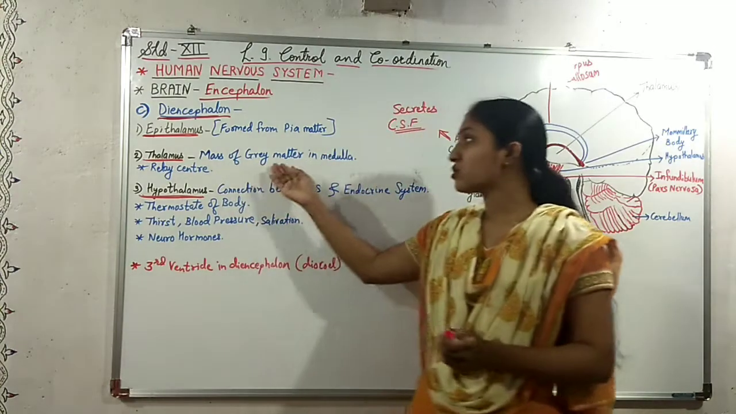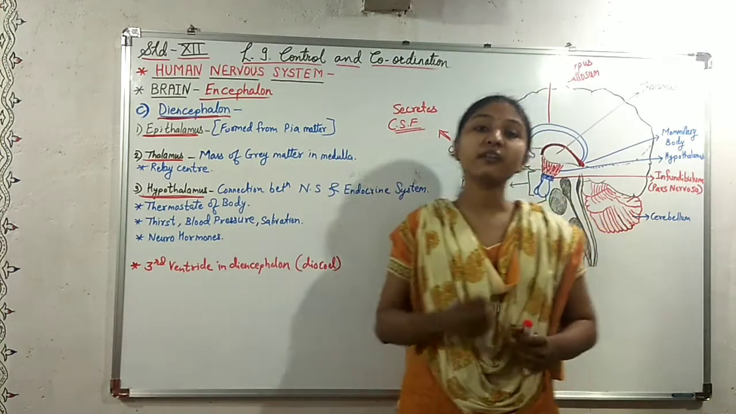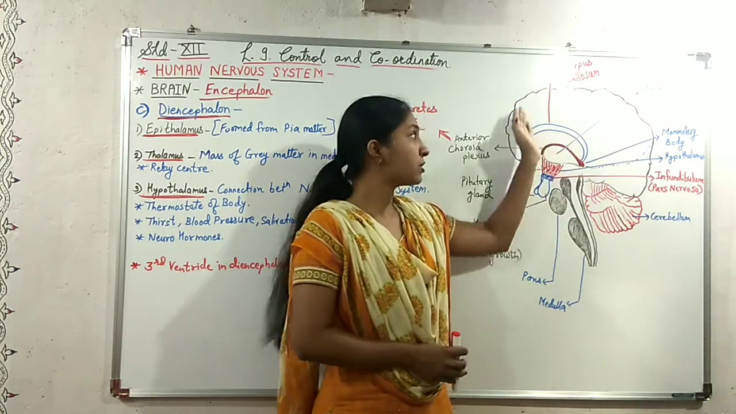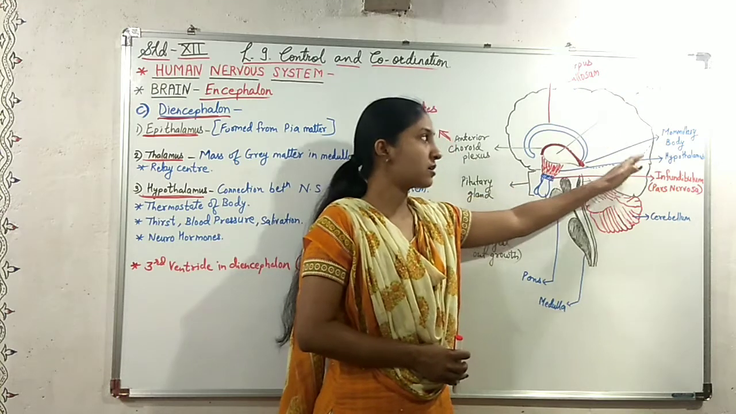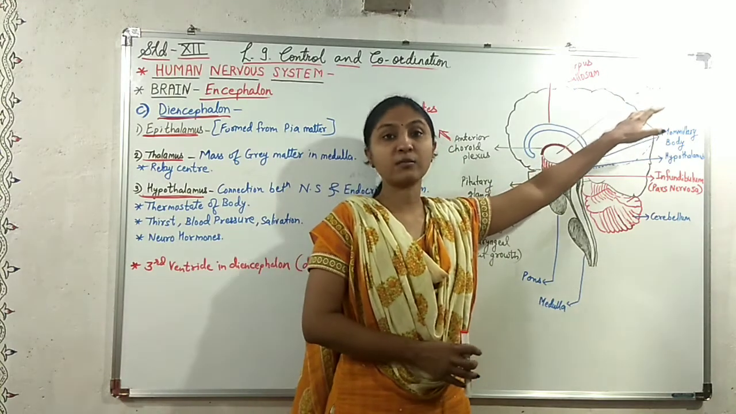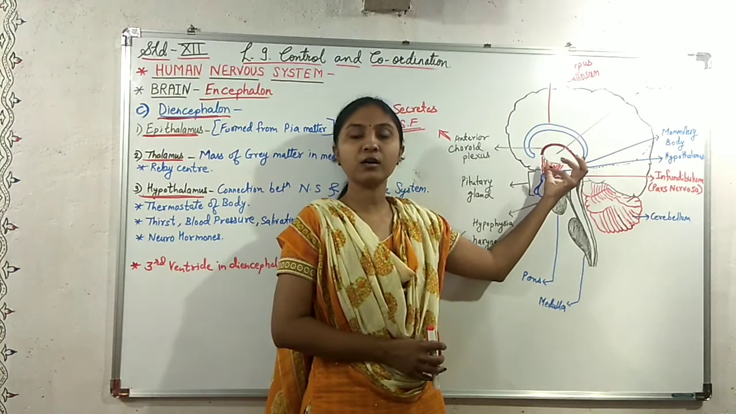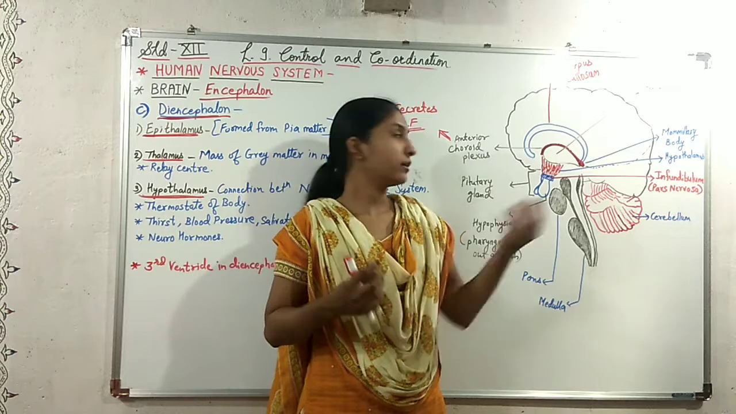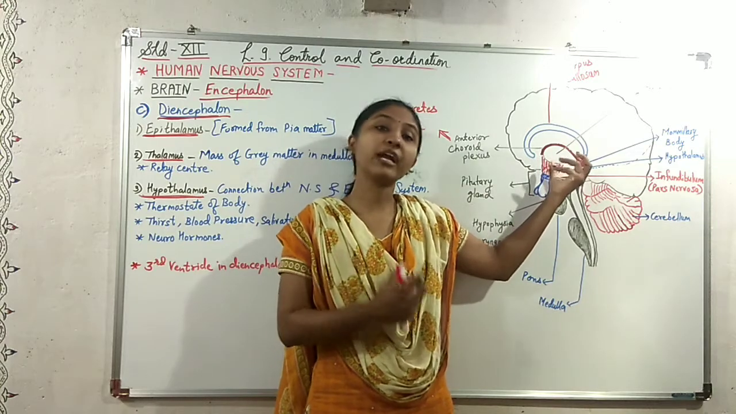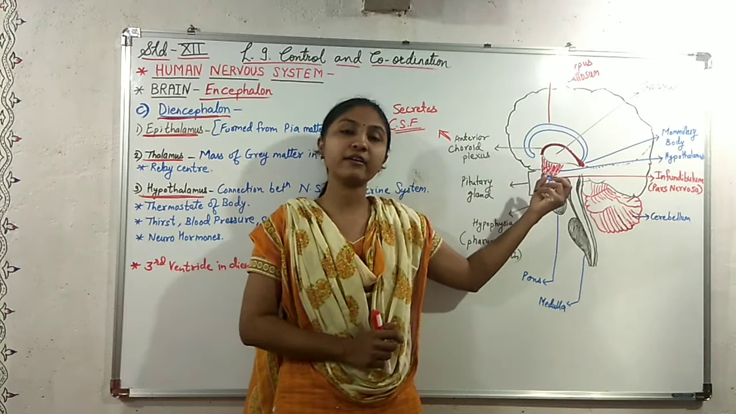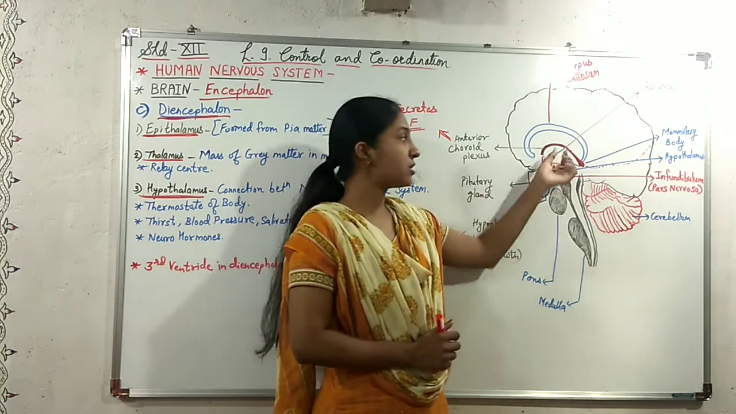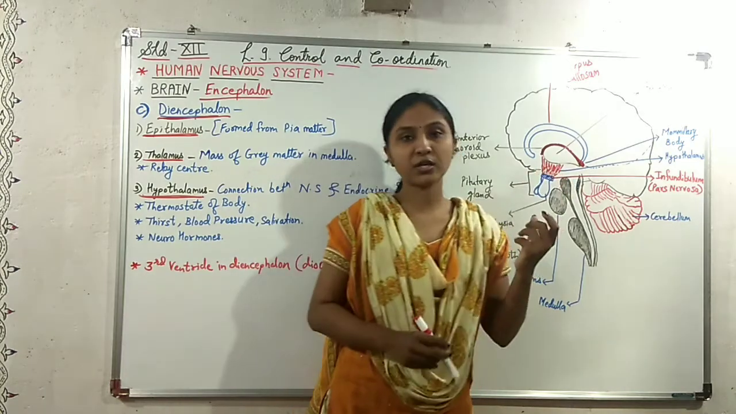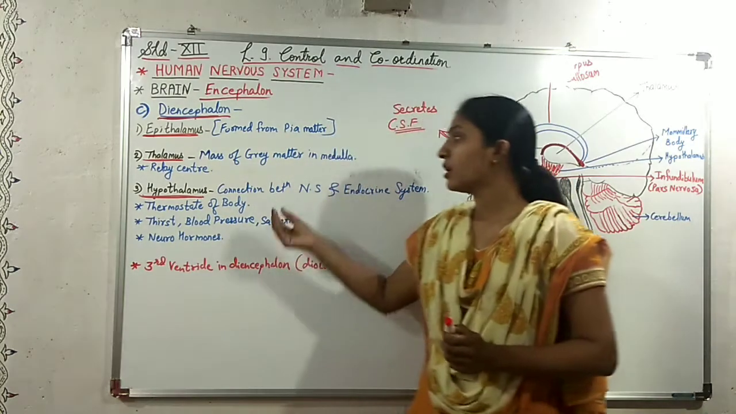The thalamus is the mass of grey matter in the medullary region of the cerebrum. So here this is the medullary region of the cerebrum. This is the cerebral cortex. The outer side that we talked about is the cerebral cortex. The inner side is the cerebral medulla. So this thalamus is made up of grey matter and it is situated in the cerebral medulla. Below this thalamus there is a structure called the hypothalamus.